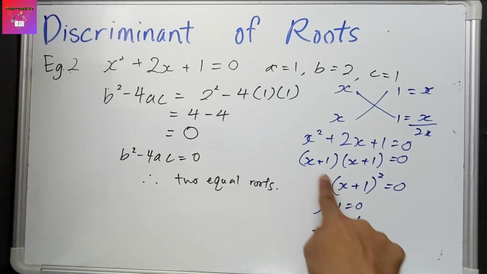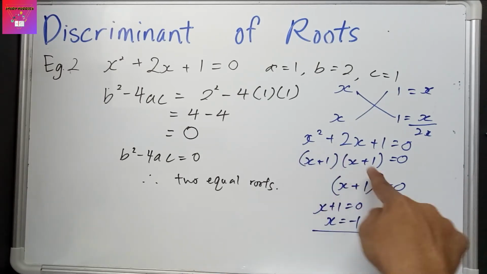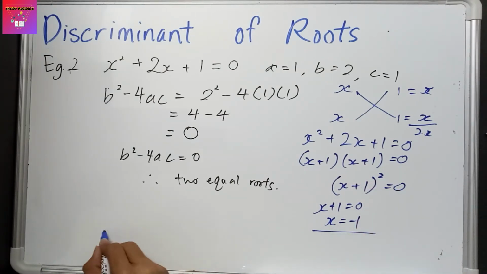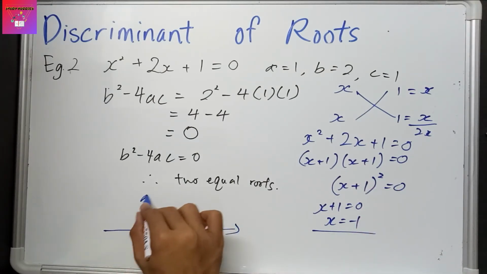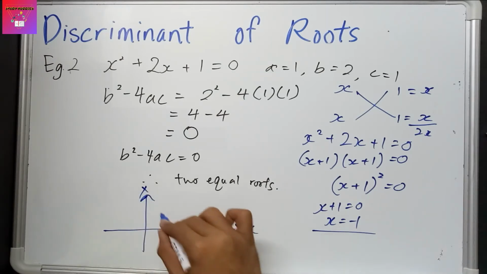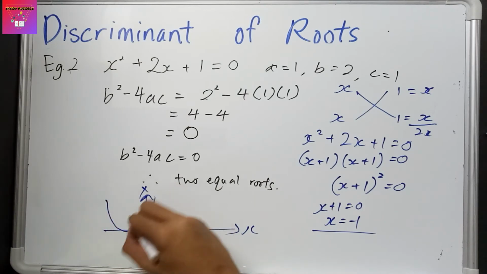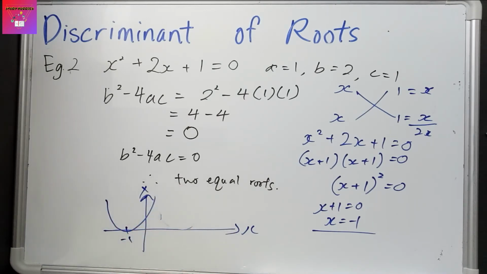If you notice properly, there's only one x, which means two equal roots. Both roots, if I do this individually and if I do this individually, I'm still going to get negative 1. So in the graph, it's going to be something like this, where it just touches negative 1 only on the x-axis.